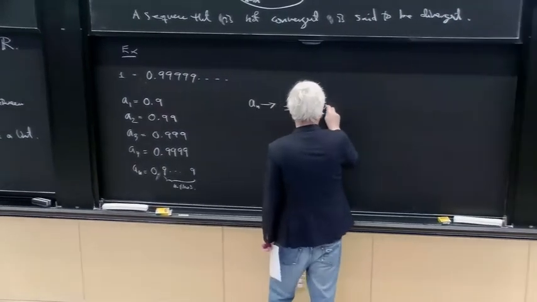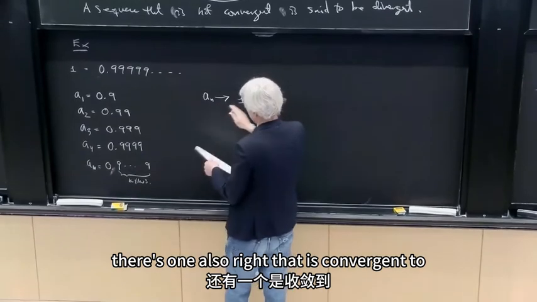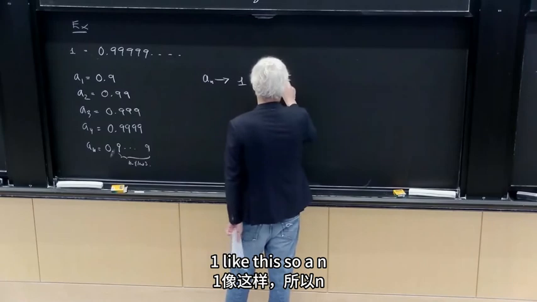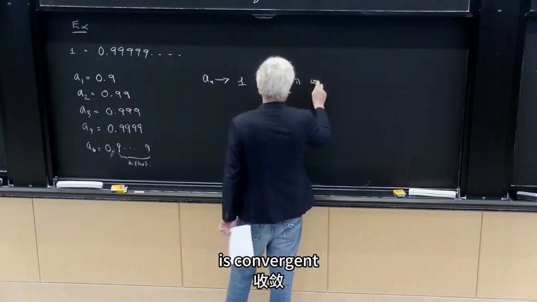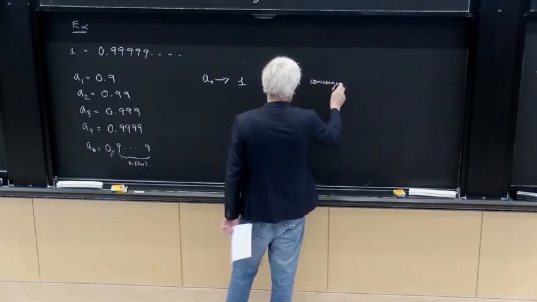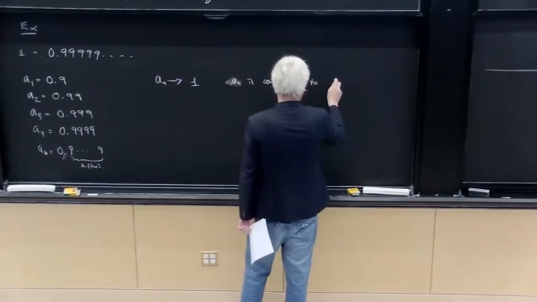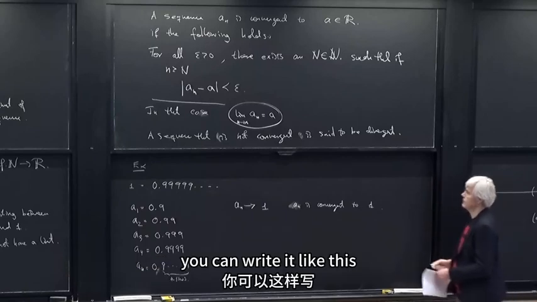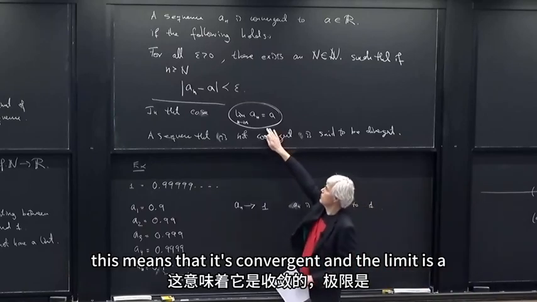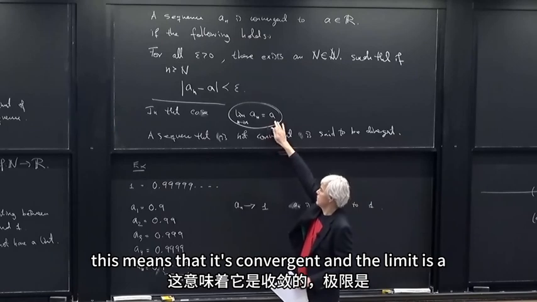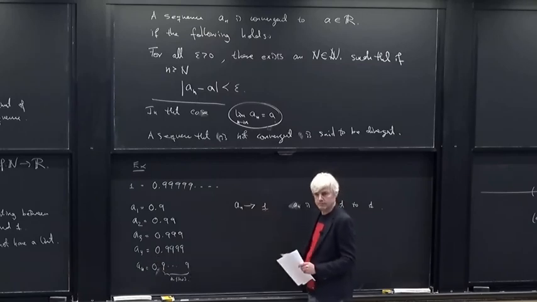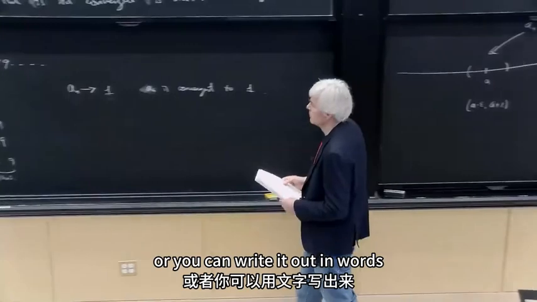So An, one also writes that it is convergent to 1 like this. So An is convergent to 1, right? So there are various ways of writing that it is convergent. You can write it like this. This means that it's convergent, and the limit is A. You can write it like this. This means that this sequence is convergent, and the limit is 1. Right? Or you can write it out in words.